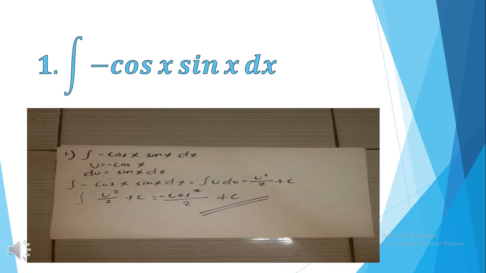Next is by substitution back and the integration method. So the integral of u squared over 2 plus c is equal to negative cosine squared x over 2 plus c, where c is an arbitrary constant.